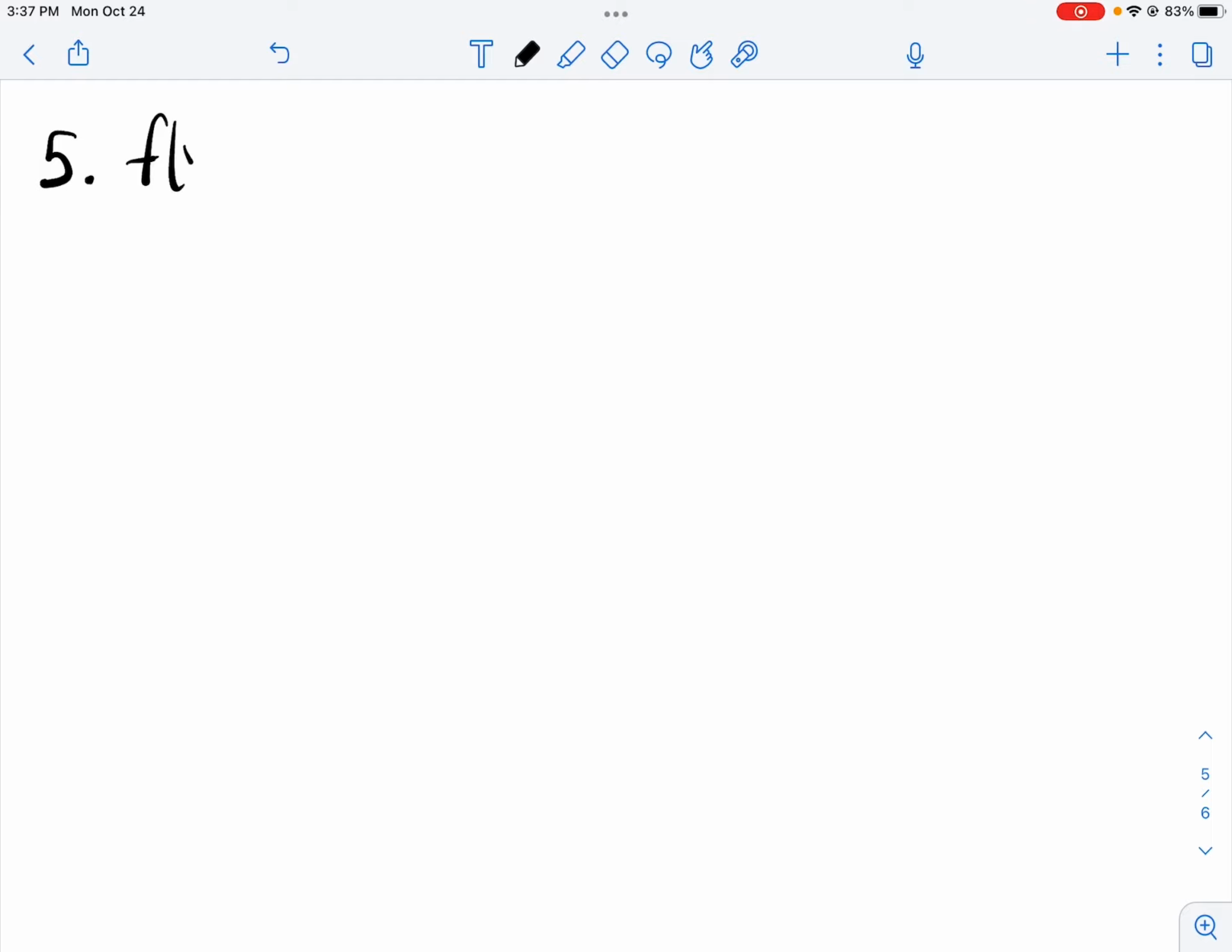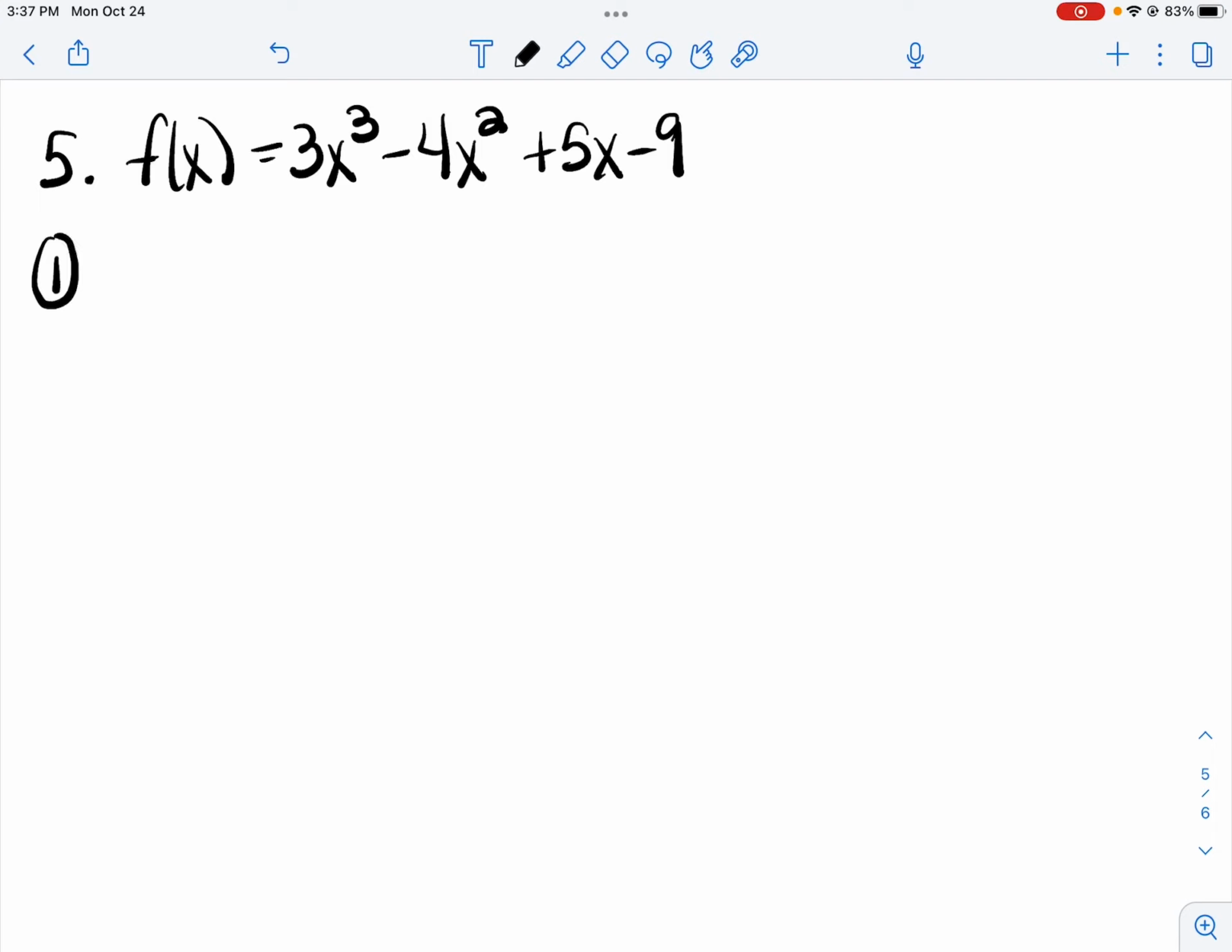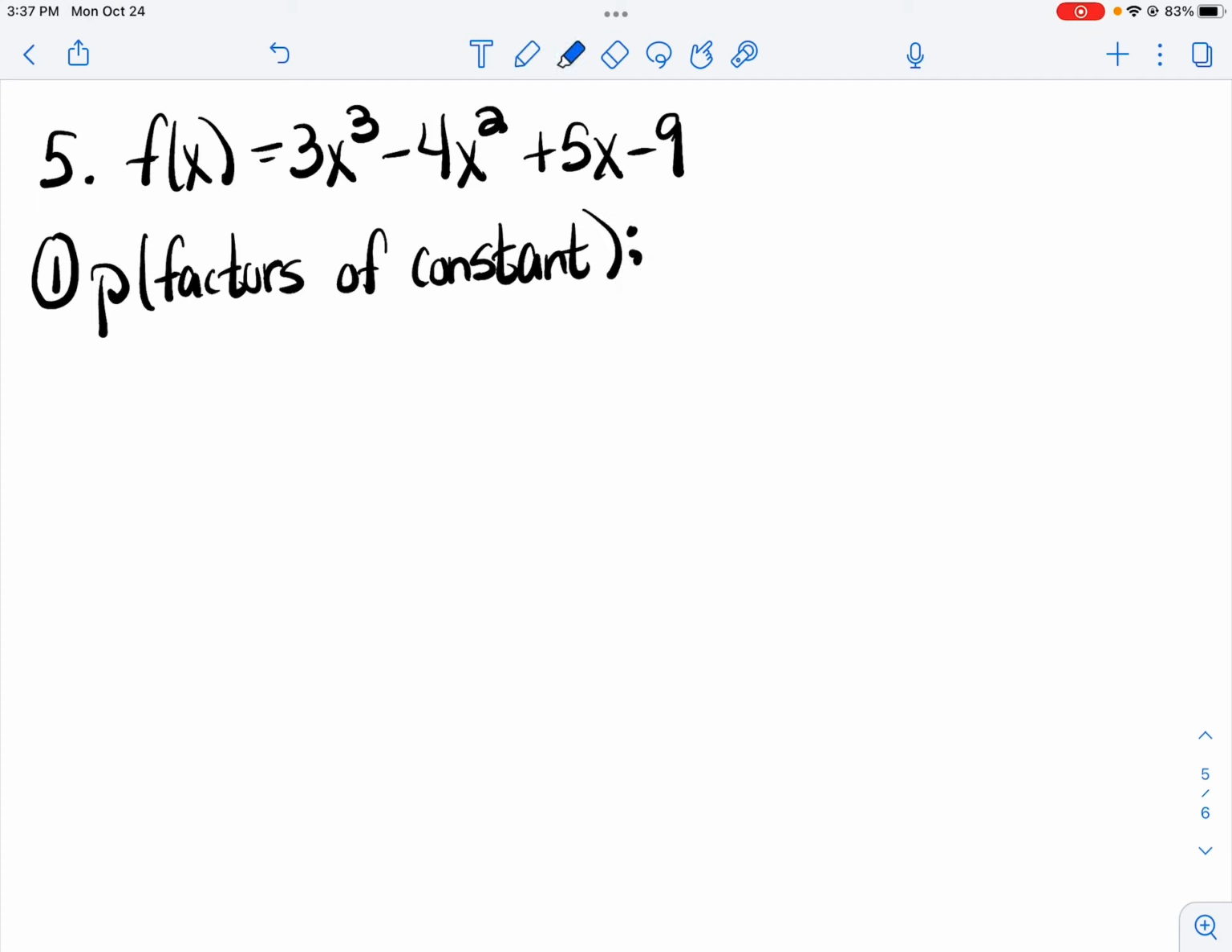Number 5 asks us to find all the possible rational zeros. Our polynomial is 3x cubed minus 4x squared plus 5x minus 9. To find the possible rational zeros, the first thing I do is find p. Now p is the factors of the constant. Our constant here is 9.